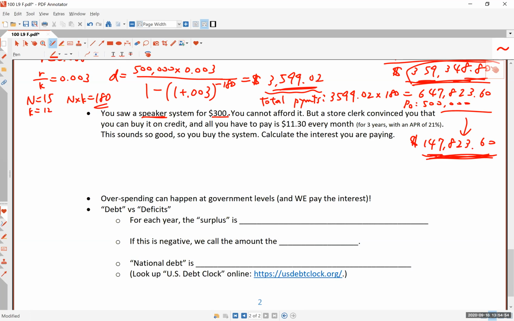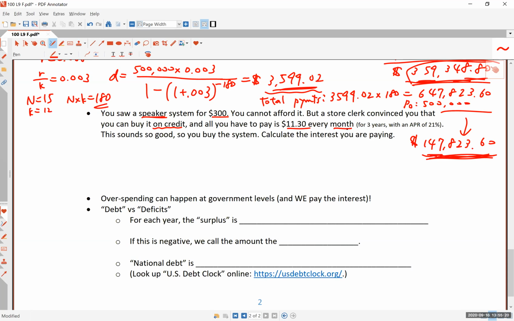You can't afford it. But then the store clerk, a very nice person, comes to you and says, "Oh, you can't. Of course, you can afford this. This is yours. I mean, you deserve this, right?" Of course, you give yourself a little break. "You can buy this. You can buy this on credit. We have a store credit card. You can start an account and open an account, and all you have to pay is $11.30 every month."